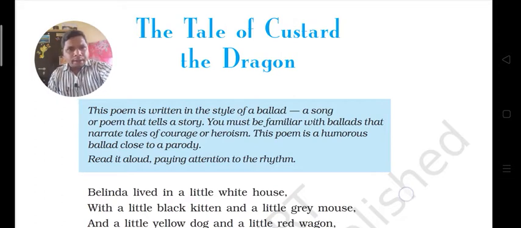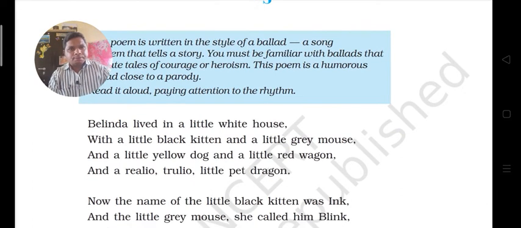So let's read these stanzas. One by one, we will discuss them. Belinda lived in a little white house with a little black kitten and a little grey mouse, and a little yellow dog and a little red wagon, and a realio, trulio little pet dragon.